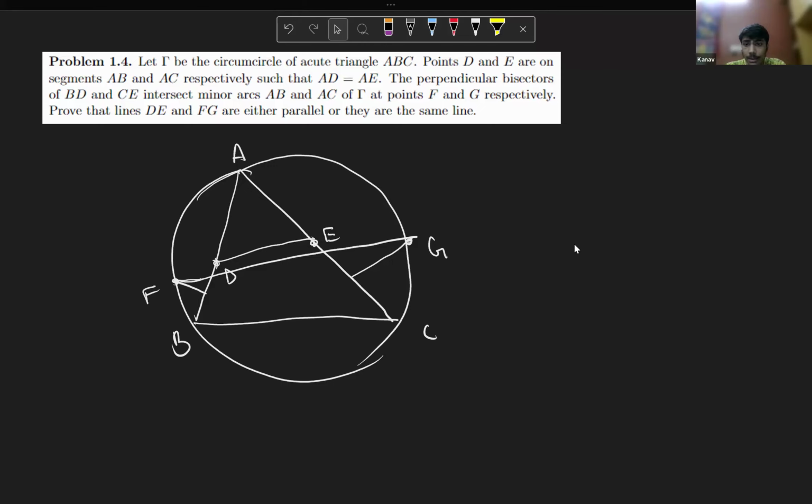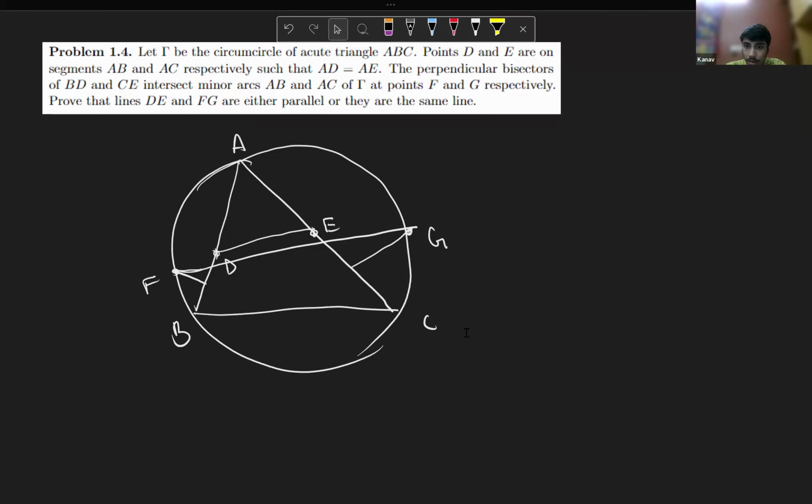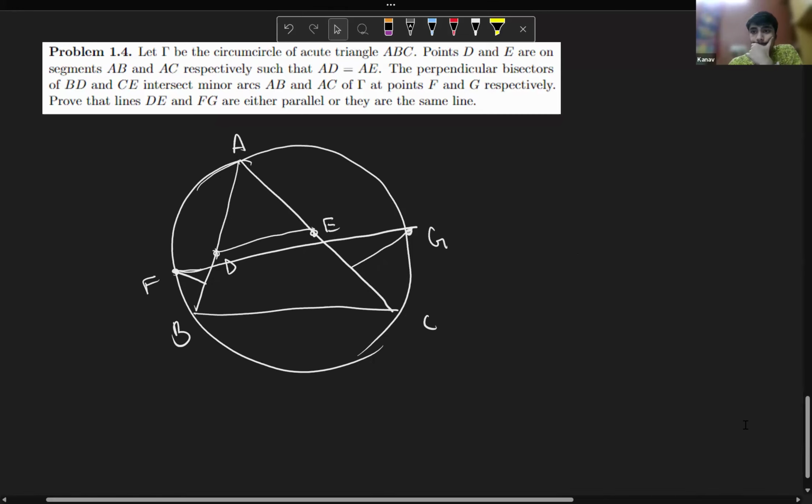I'm sorry, what do you mean with AB equal to AC? Like the chat message. Are you talking about the special case when AB is equal to AC? Yes, the problem is true like always, whenever you have an acute triangle.